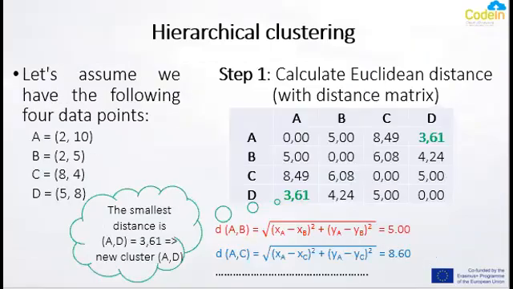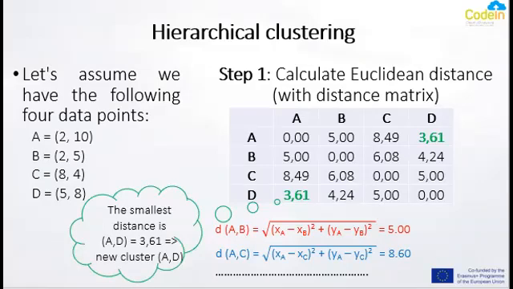Let's assume we have the following 4 data points. To perform hierarchical clustering, we first need to define a distance metric. Let's use the Euclidean distance between the data points as our distance metric. We start by computing the pairwise distances between the data points and then create a distance matrix as follows.